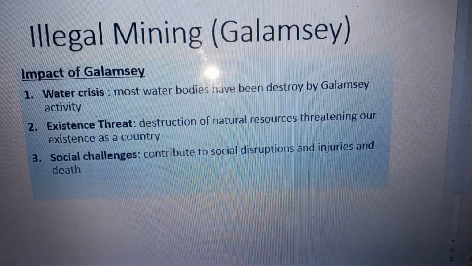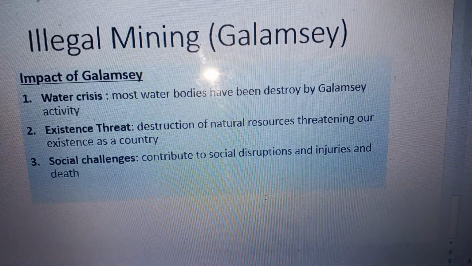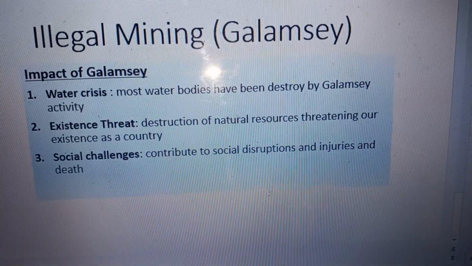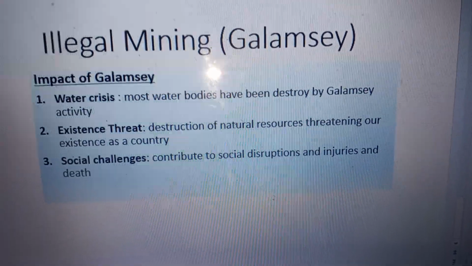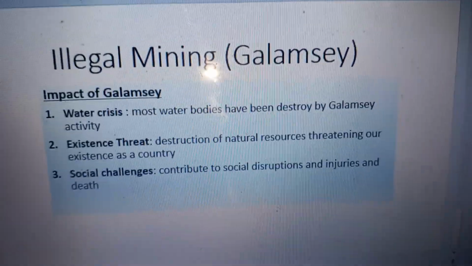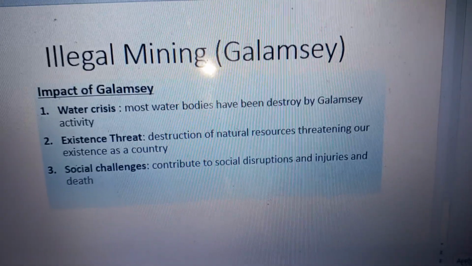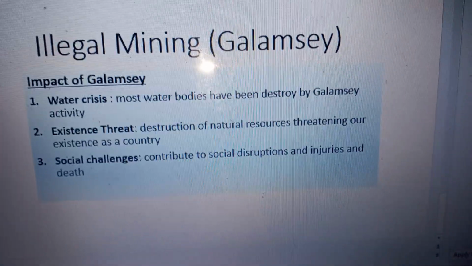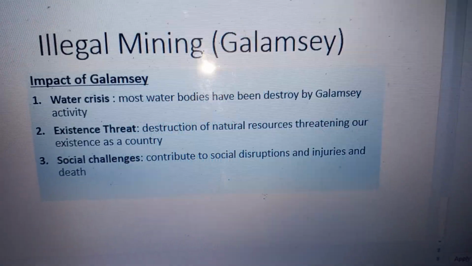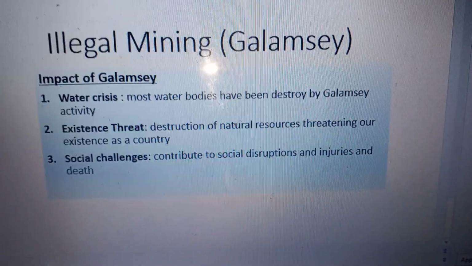So these are the two most important environmental issues affecting Ghana. At this point, I will pause and ask if there are any questions or any additions to what I have presented.